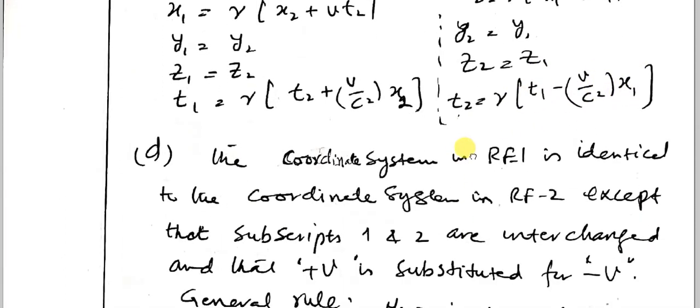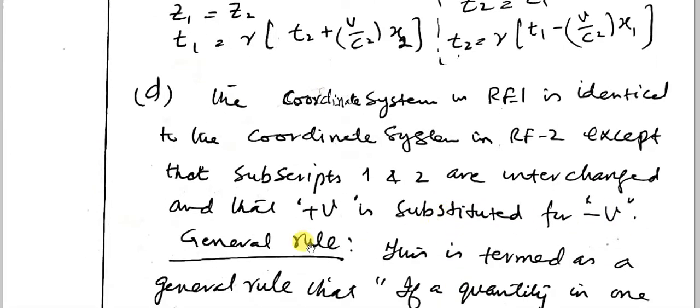Now the third feature: by comparing these, we can see that the coordinate system in RF1 is identical to the coordinate system in RF2, except that the subscripts 1 and 2 are interchanged, and that plus v, the positive velocity, is substituted with the negative, minus v. So this is a general rule.